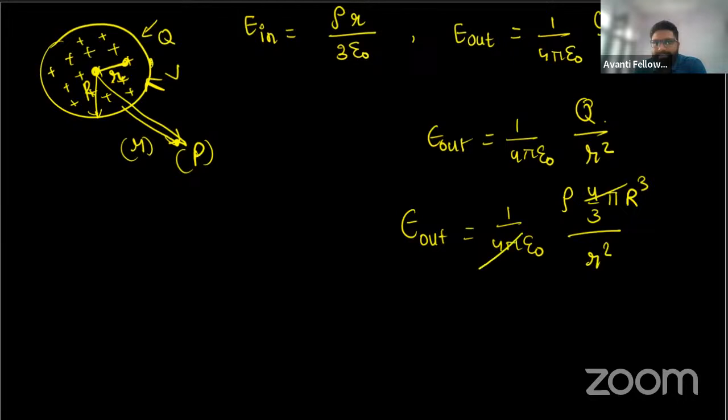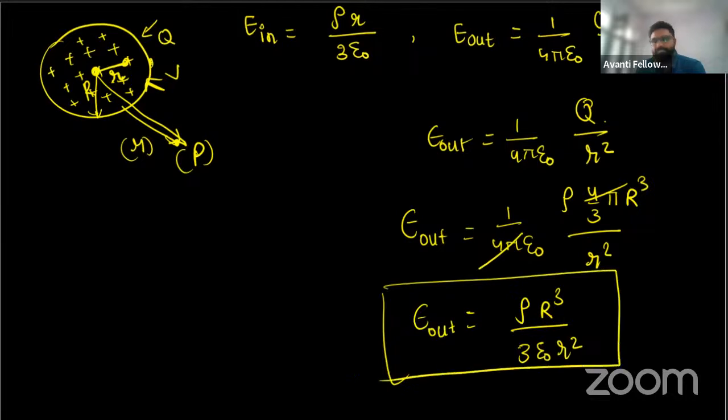4 pi and 4 pi will cancel out. It will become rho R cube divided by 3 epsilon naught r square. This is E outside. So in terms of rho, you can also calculate this E outside, which is rho capital R cube divided by 3 epsilon naught r square. The capital R term is a constant because R is the radius which is constant.